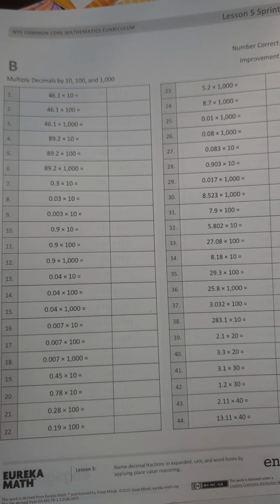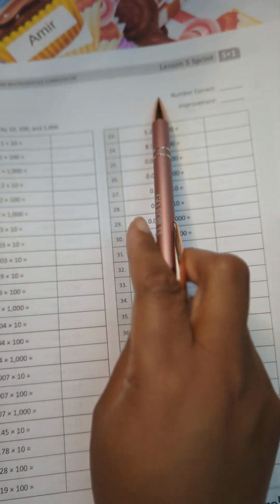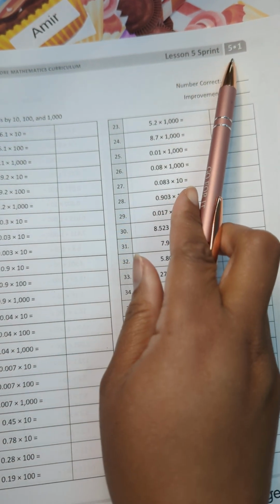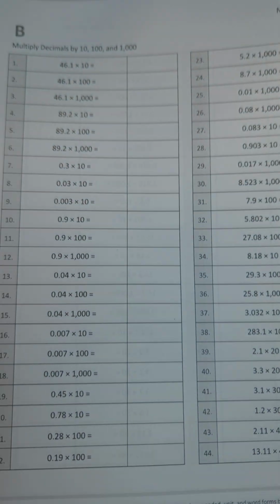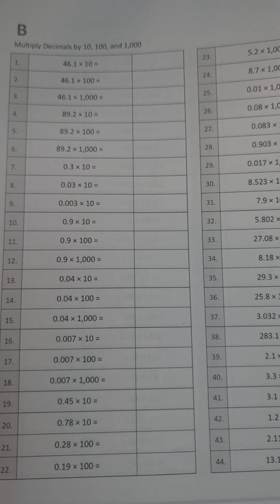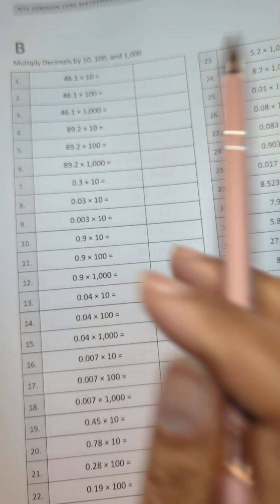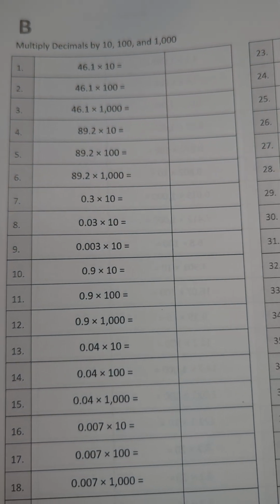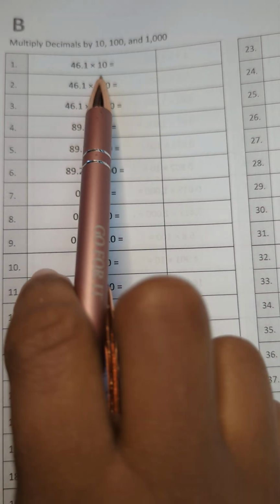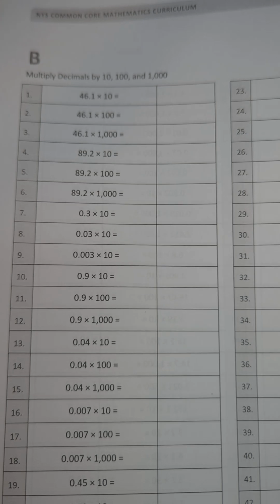Today we are working on Module 1, Lesson 5, Grade 5 Sprint. My students are on side B, but the strategies are the same for both sides. In class, we have been working on multiplying and dividing by power of 10 numbers. Lucky you, all of the problems here are multiplying by power of 10 numbers.